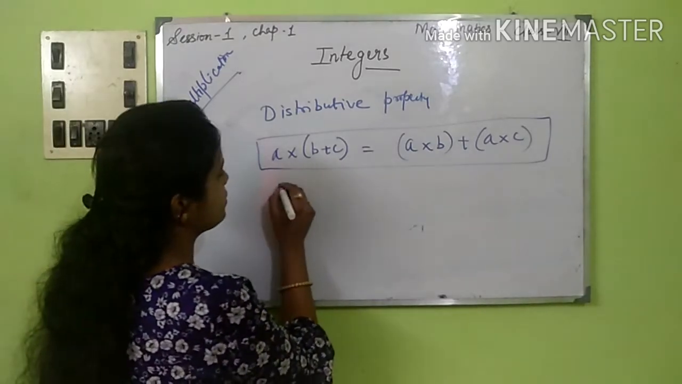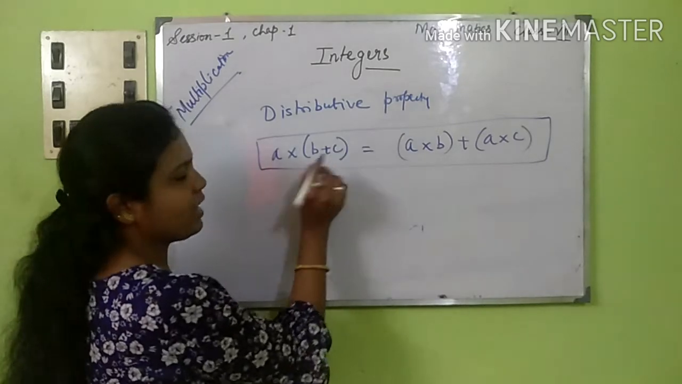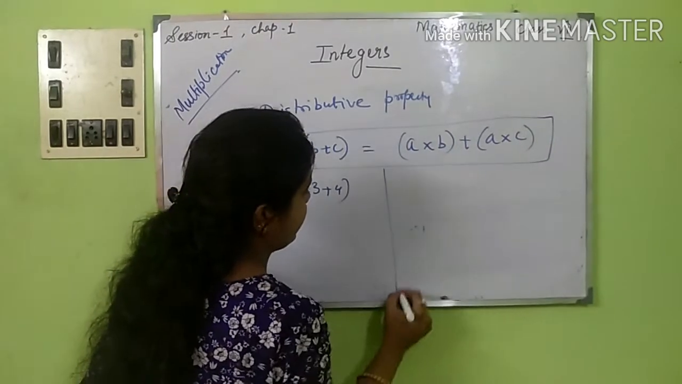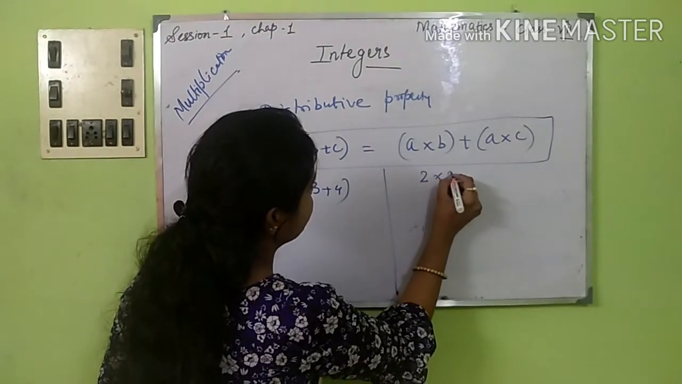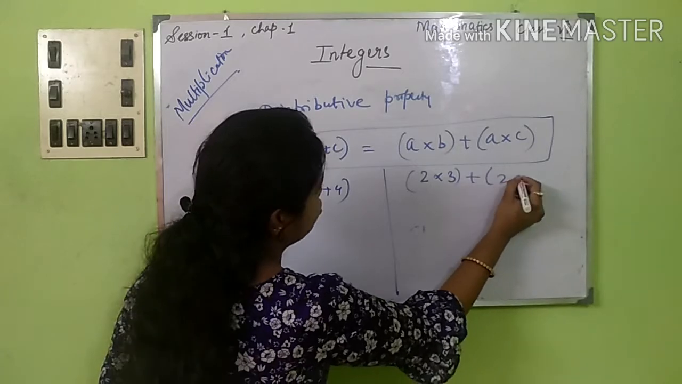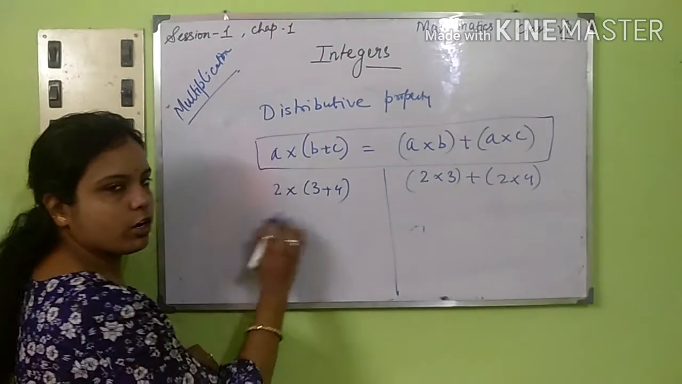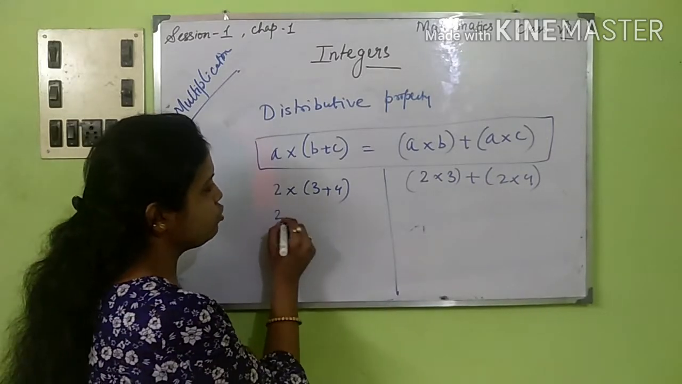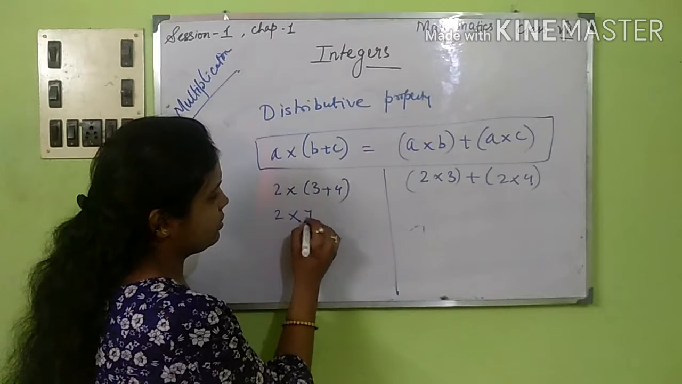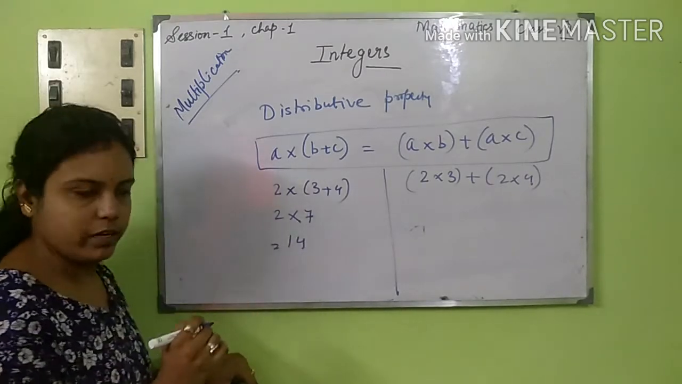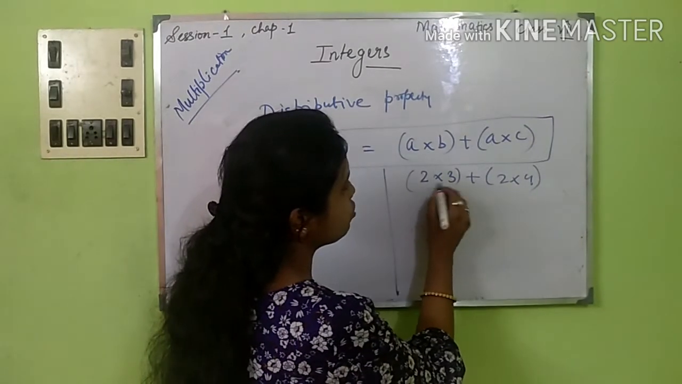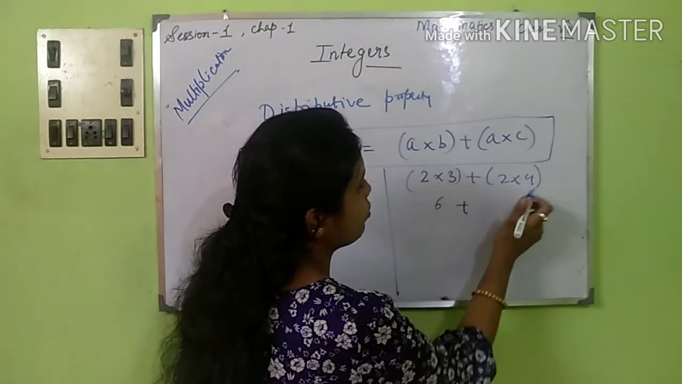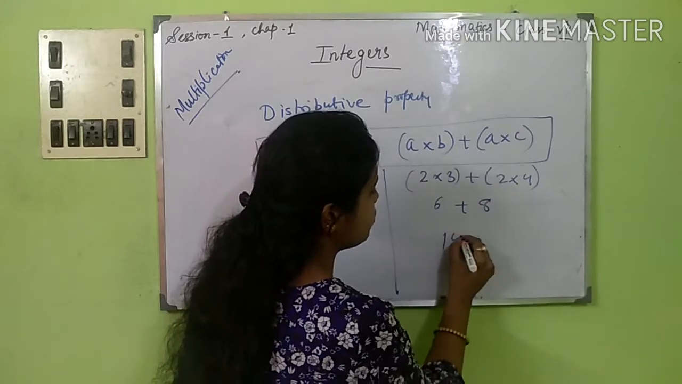Coming to this, suppose let's take 2, 3 and 4. So 2 into 3 plus 4. RHS, 2 into 3 plus 2 into 4. Now let's work out with this. As you know, we are going to add first because of the brackets. So 2 into, you are having here 7. You are getting here 14, right? Next, here you are having 2 into 3. First the brackets will work out. So 2 into 3 is 6 plus 2 into 4 is 8. So 6 plus 8 is what? 14.